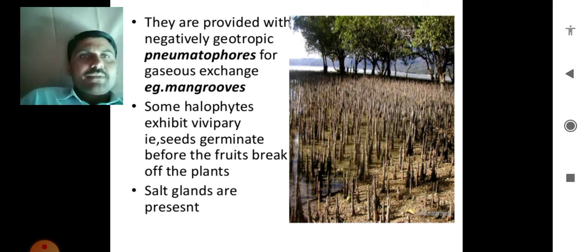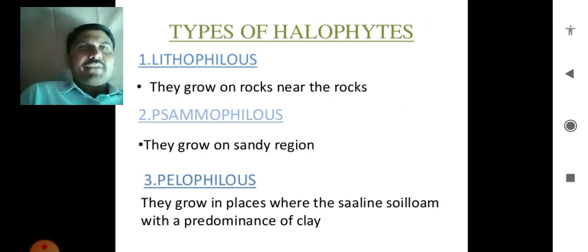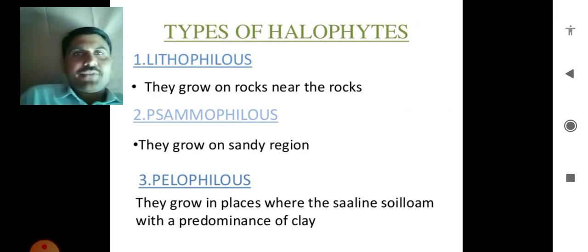Seeds usually germinate after the fruit breaks, but in a few halophytes we see the seed germinate before the seed coat breaks down. Salt glands are present in such types of seeds.